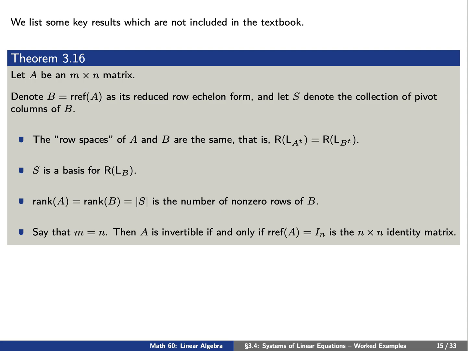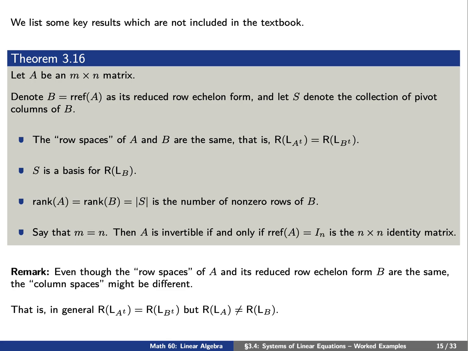Finally, let's say that m equals n. Then A is an invertible matrix if and only if its reduced row echelon form is the n by n identity matrix. As a caveat, this proposition does say that the row spaces of A and its reduced row echelon form are the same, but the column spaces might be different. We'll see some examples of this later in the course.